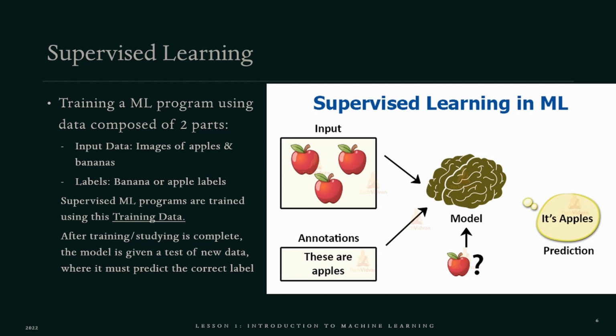Let's say we had our computer, and we fed it a bunch of images of apples. Now, that's all well and fine. It can look at the images and look at the colors on the pixels of the image. But then we also give it labels. We tell the computer, this is what they are. These are apples. So it will look at the image.